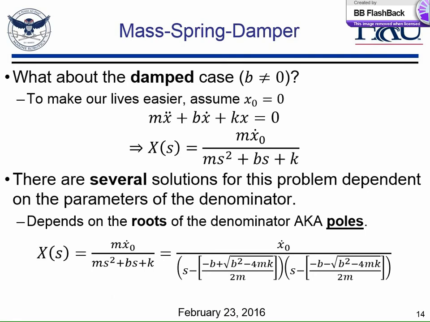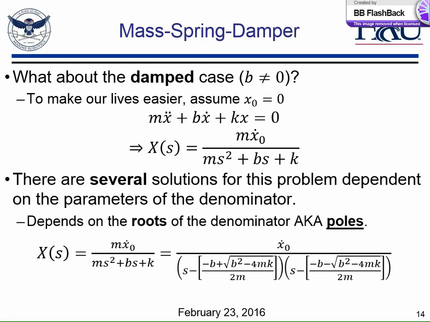What happens when b does not equal 0? And because I didn't feel like driving out a whole bunch of equations, I said that our initial position is equal to 0. So we have this solution for x of s in the Laplace domain, which is m x dot naught over ms squared plus bs plus k. So just reviewing, what's k? What's b? What's m? There we go.